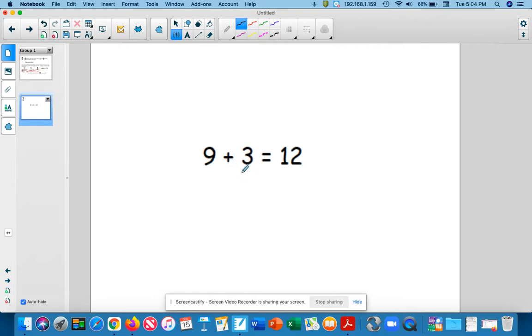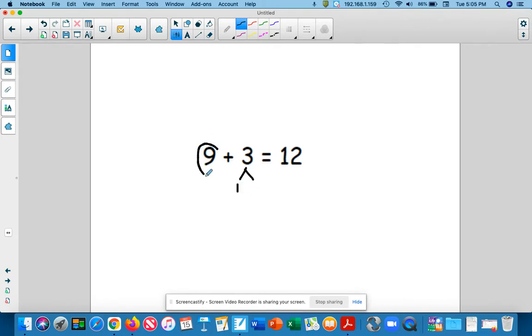When we're breaking down a number, we always want to break down the smaller number. Why? Because it's easier. If I have 9, I have to think of, how many more do I need to make a 10? Well, if I have 9, I only need 1 more to make my 10. So it's a lot easier to break down that smaller number. So we have our 10 here.